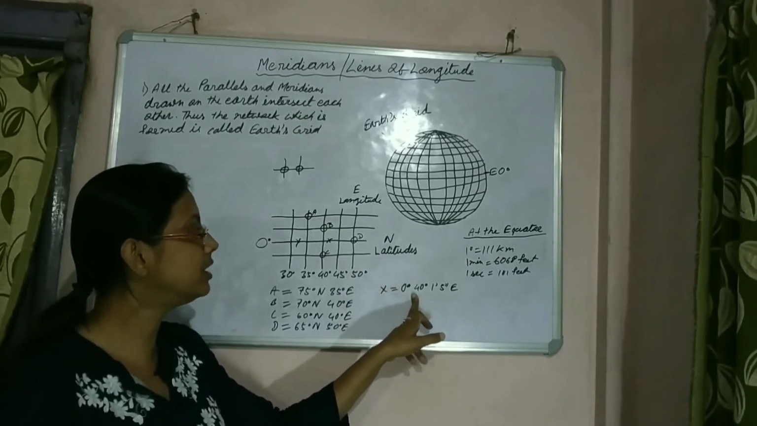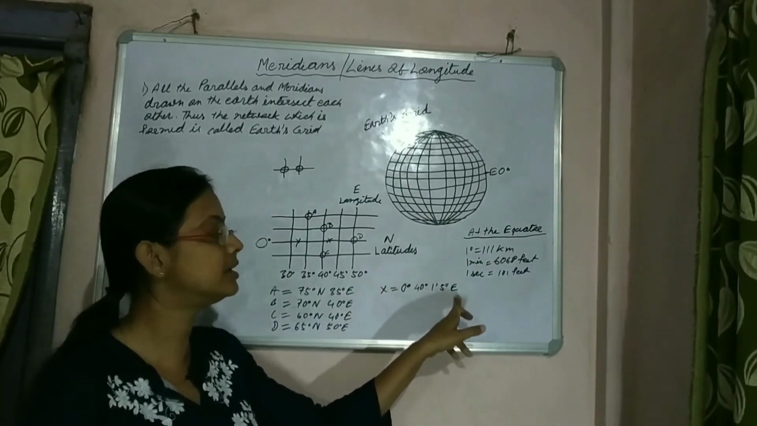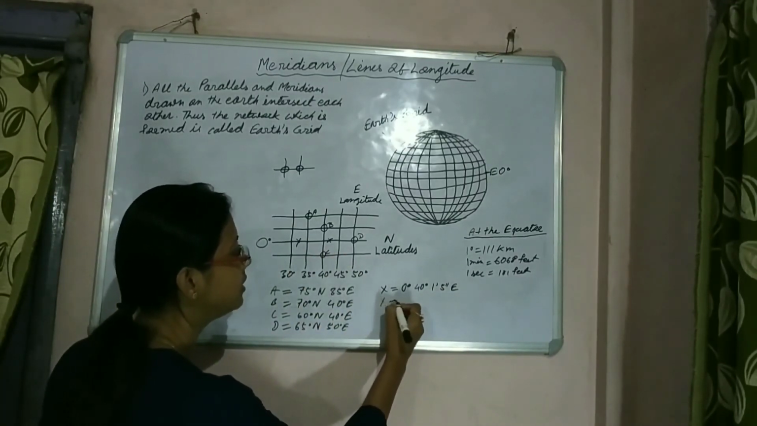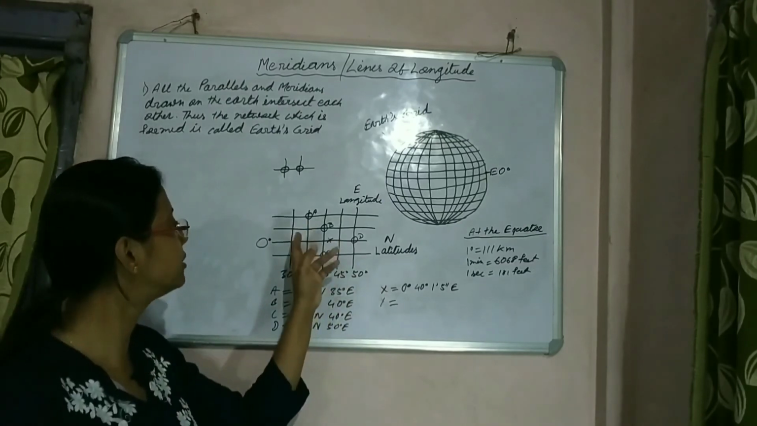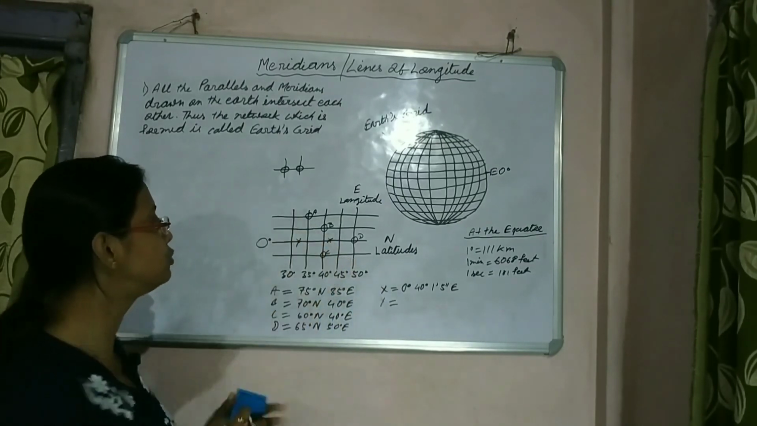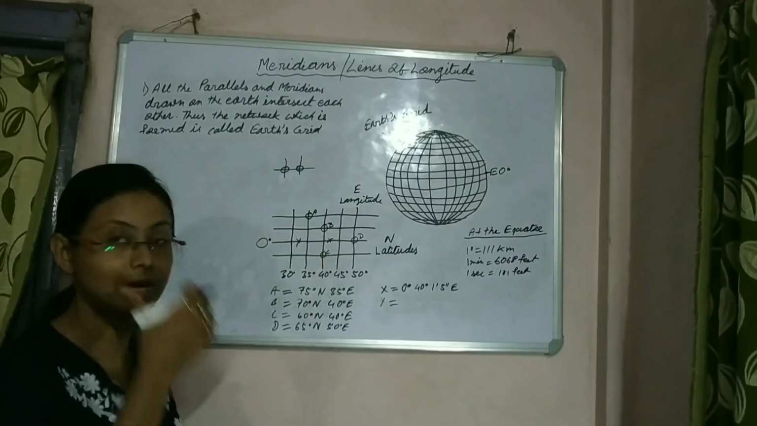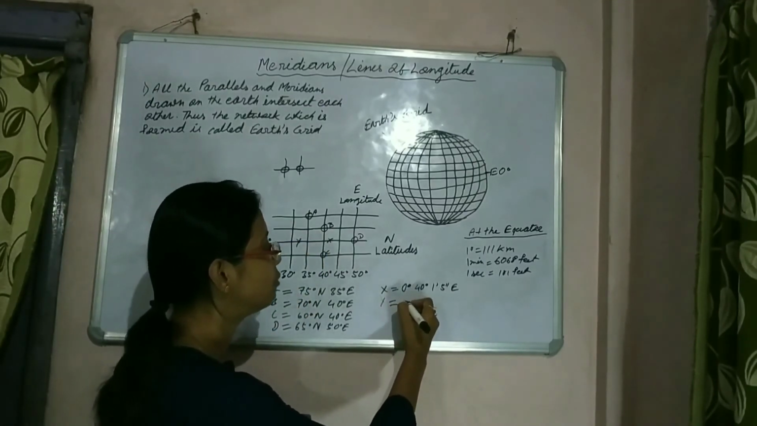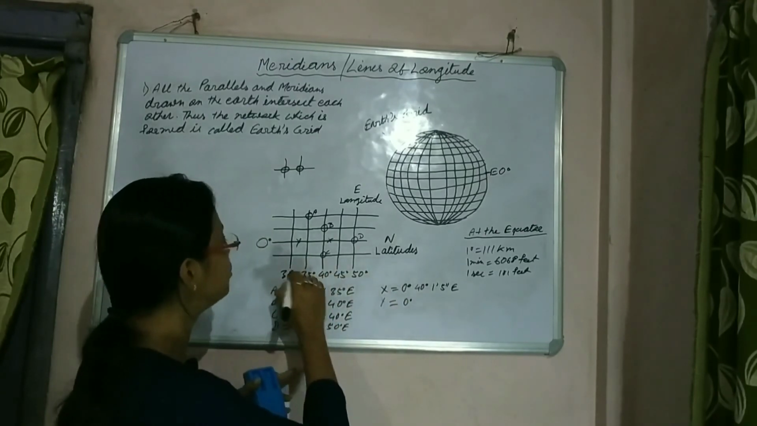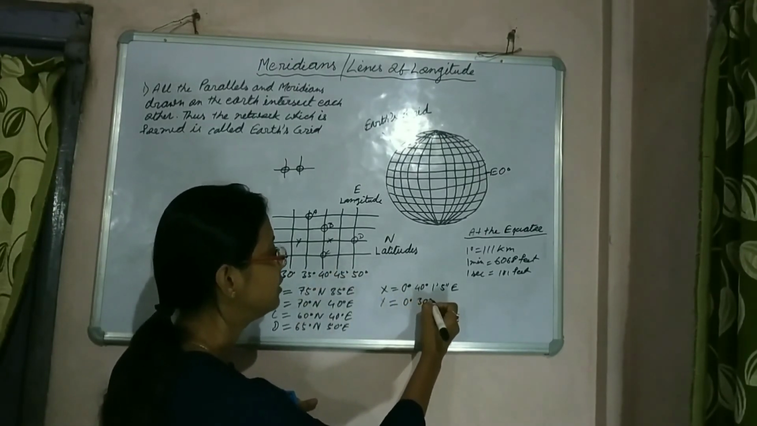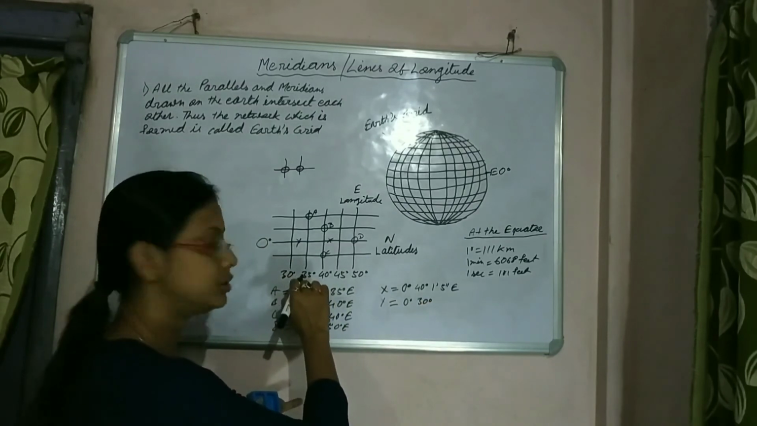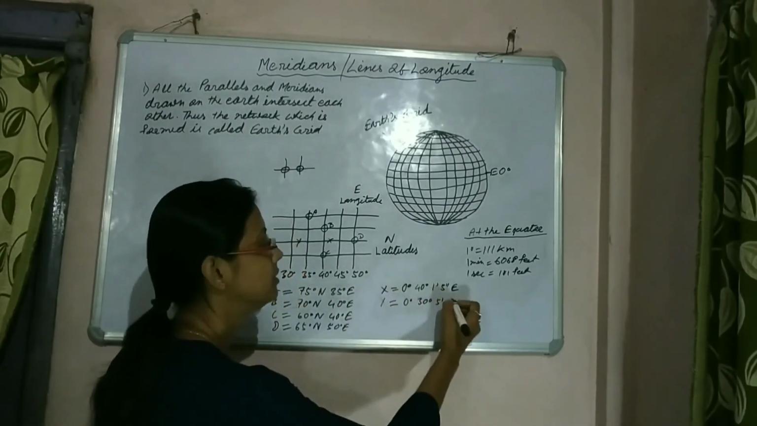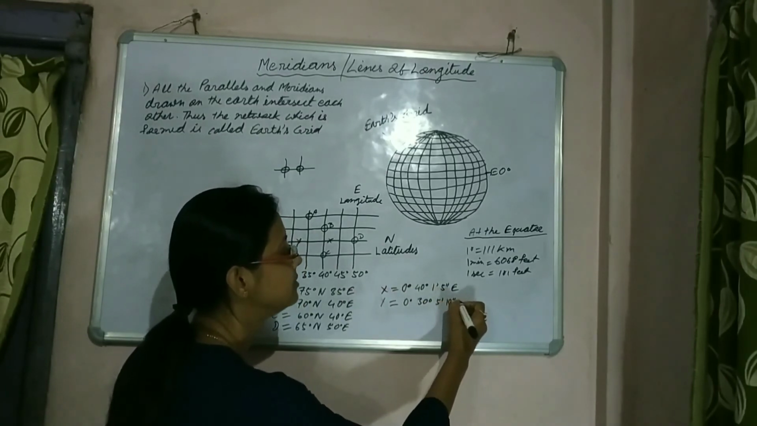0 degree latitude and 40 degree 1 minute and 5 second east longitude. Similarly, the place Y. Suppose place Y is located just in the middle between these two intersecting points, and the distance here is 5 minutes. So what will be the coordinates? 0 degree latitude, and it is located east of 30 degree longitude. How much east? 5 minutes and suppose 10 seconds east.